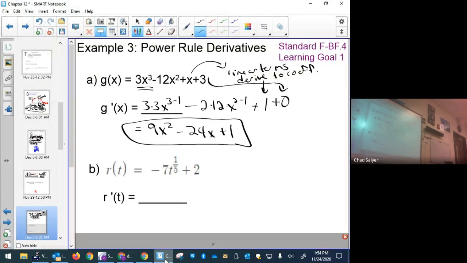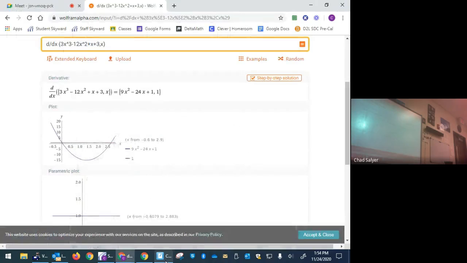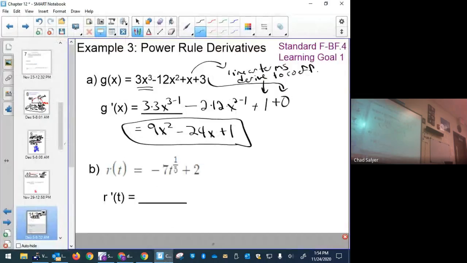And I guess that last comma x wasn't necessary, but you can use Wolfram to confirm your answer. Don't use it to do the work for you. That's laziness. But using it to check your answer, definitely a good strategy.